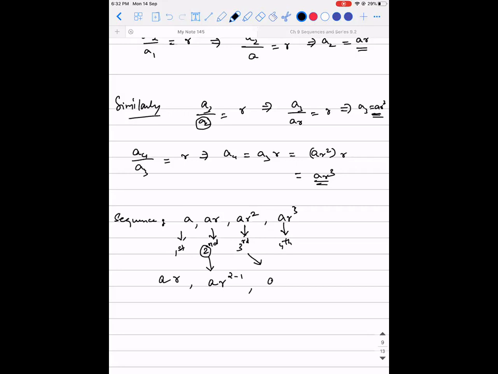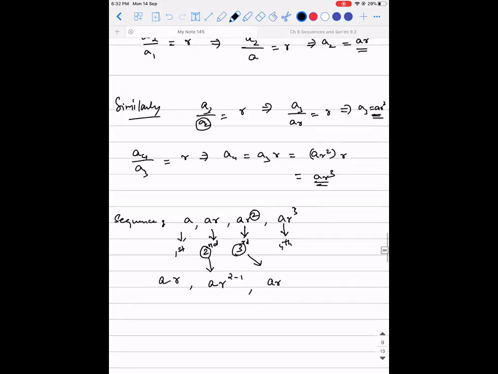The third term, AR power 2. I need to get 2 from 3. So what should I write in the numerator? 3 minus 1. So if I have all these things in mind, I should get a 0 from 1. It will be 1 minus 1. AR power 2 minus 1. For the fourth term I need to get 3 from 4. You're able to understand?